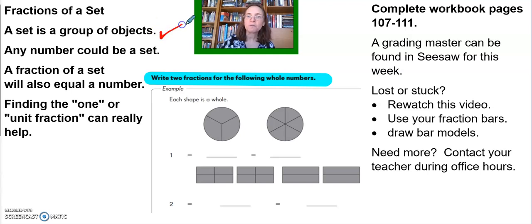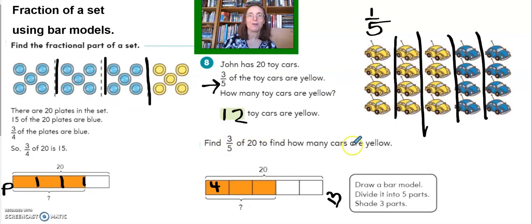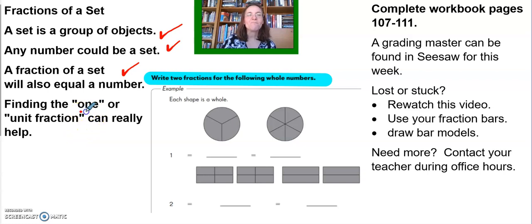A set is a group of objects or things. And because of that, any number could be a set. Now, that also means that a fraction of a number or a fraction of a set will be a number, just like we saw back here with these cars. And then finding that 1, or that unit fraction, that 1/5 of those cars was going to equal 4, that can help you to really find the number in the fraction of the set.